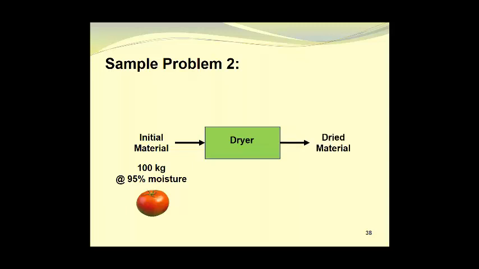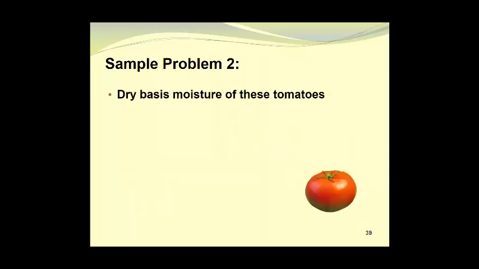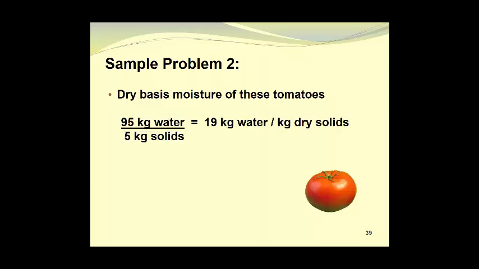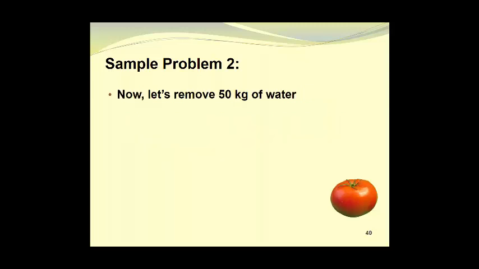Coming out of the dryer, we have the dried material. It has an unknown weight and an unknown moisture. However, we do know something about the amount of water that's removed, and that is that we are removing 50 kilograms of water in the process. So now we can move on and try to solve the problem. The dry basis moisture of these tomatoes at the start will be equal to the weight of water divided by the weight of the solids, which is 95 kilograms of water divided by 5 kilograms of solids, and that is equal to 19 kilograms of water per kilogram of dry solids.